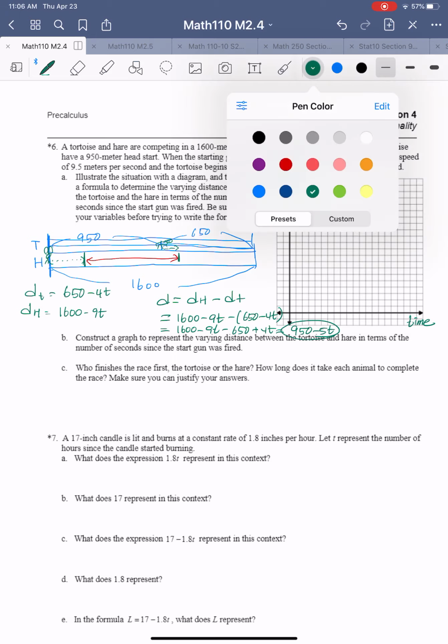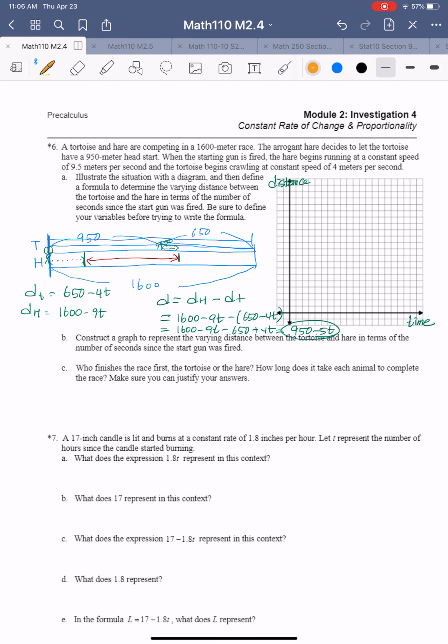On the horizontal axis, okay, let me use another color. Each of the intervals I use as 20, so 20, 40, 60, 80, 100, 140, 160, 200. What am I doing? I don't know how to do this. Okay, sorry about that. All right, let me do it again.